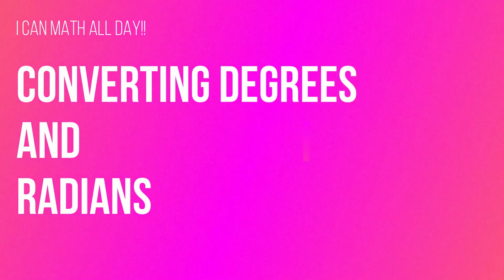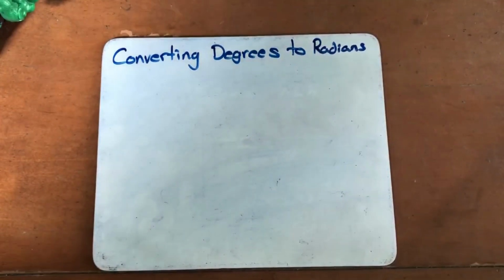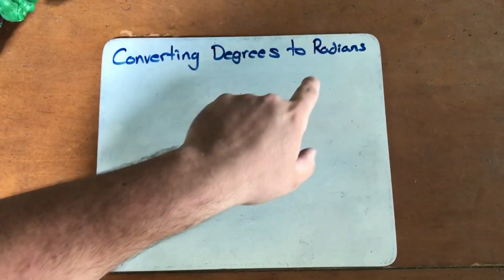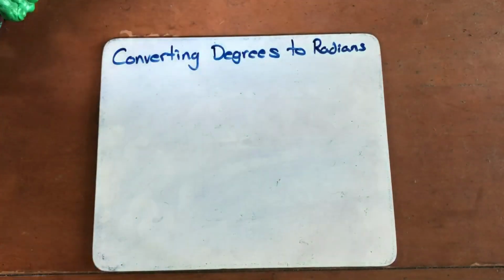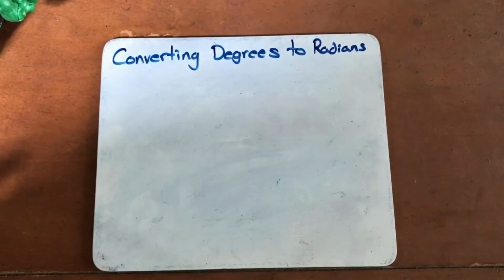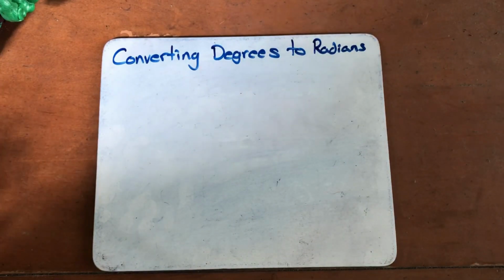to radians and radians to degrees. Today we're going to look at converting degrees to radians and then also back the other way, radians to degrees. All right, we've been using degrees for a long time throughout high school math and even before. Degrees is a measurement of an angle.